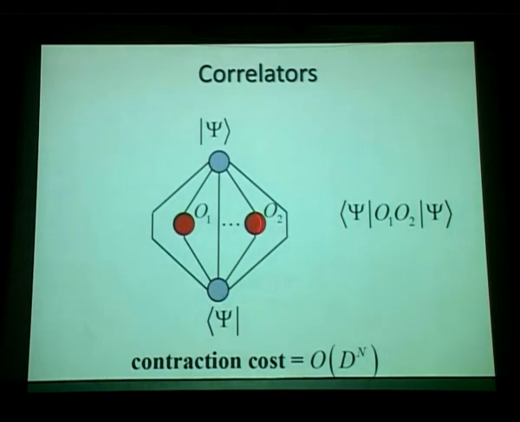The same thing happens when you try to compute correlators. This diagram is pretty much the same as before, except you have two operators now. And once again, the contraction cost scales exponentially with n.